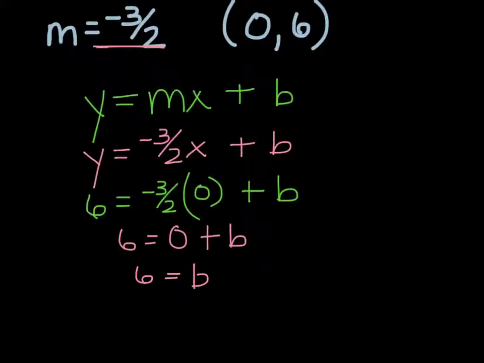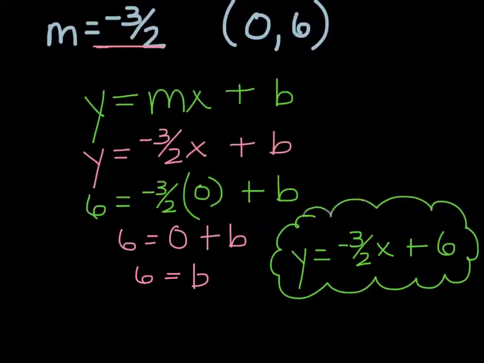Okay, so now I'm going to write my equation. I have y equals, well, my slope is negative 3/2 x plus, and then for my y-intercept, I got 6. So here is my equation in slope-intercept form.